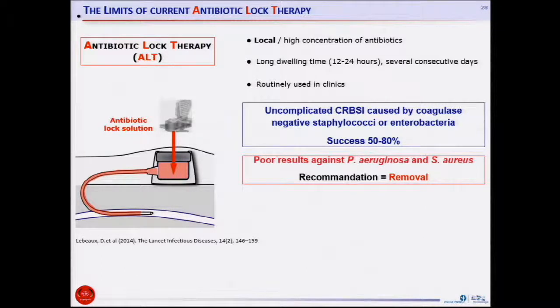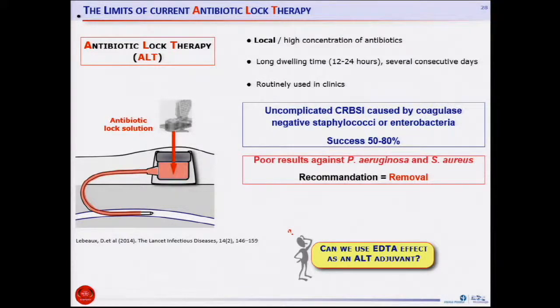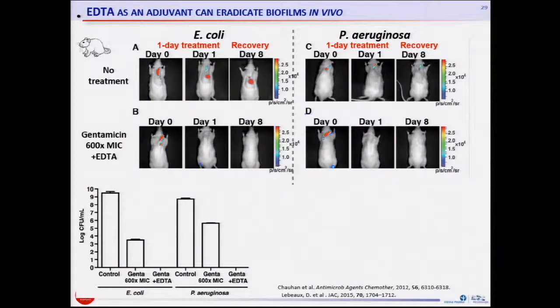The problem is that it cannot be used for bacteria like Pseudomonas aeruginosa or S. aureus, and the clinical recommendation is always to remove the catheter. And even for bacteria that are treated by this, the success rate is not so good, 50 to 80%. And then you often end up in the situation where you have to remove this catheter anyway. So we used this catheter lock system, trying to fill the catheter we were manipulating with this antibiotic solution.